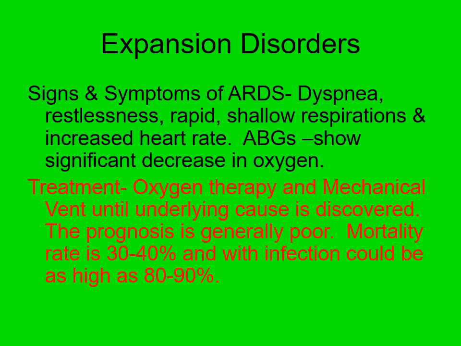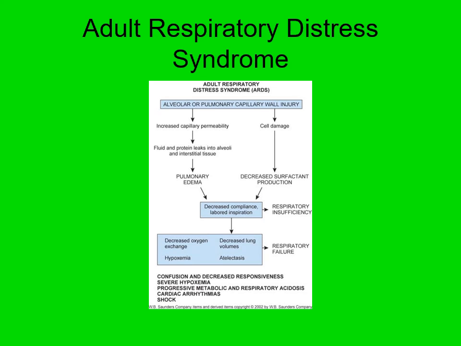Signs and symptoms of ARDS: dyspnea, restlessness, rapid shallow respirations, and increased heart rate. Arterial blood gases will show a significant decrease in oxygen. Treatment: oxygen therapy and mechanical ventilation until the underlying cause is discovered. The prognosis is generally poor, however. Mortality rate is 30 to 40%, and with infection could be as high as 80 to 90%.